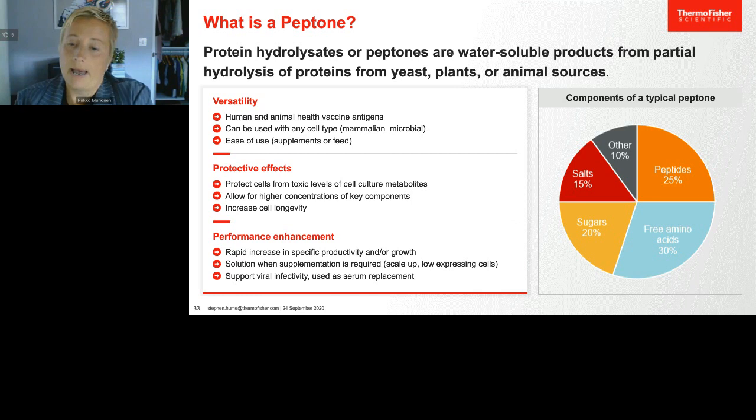The reason why peptones are so widely used in bioprocessing is highlighted on the pie graph. This graph shows the typical mix of nutritional components that we find in peptones. For example, the amino acids, the vitamins, carbohydrates, minerals, trace elements, all these elements that microbes use for growing and production. They also offer protective effects and enhance performance, like increased productivity.